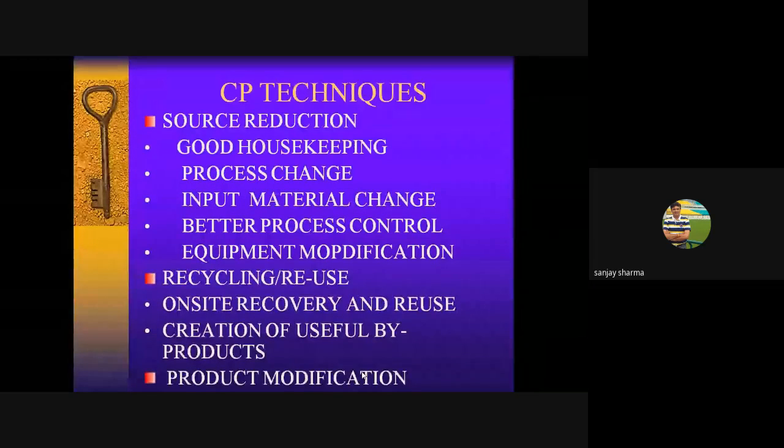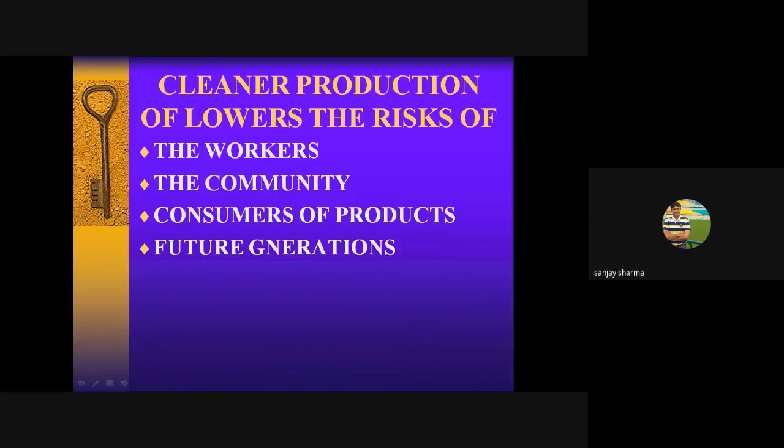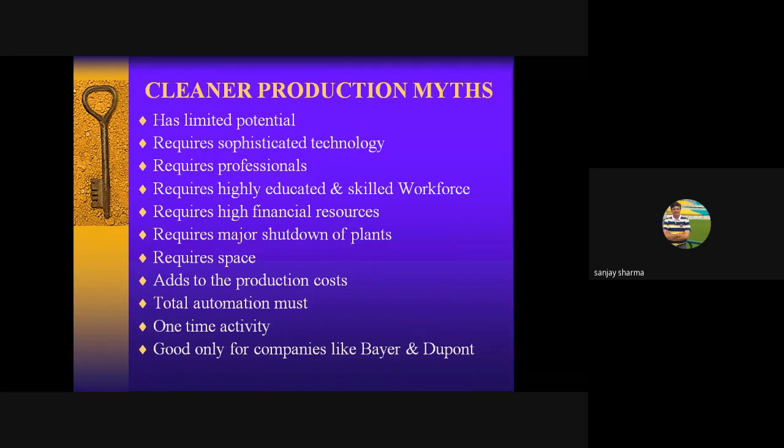So we have already seen CP: source reduction, recycling, recovery and reuse, creation of useful byproducts, and product modification. It basically lowers the risk to workers, to the community, to consumers of the products, and to future generations.